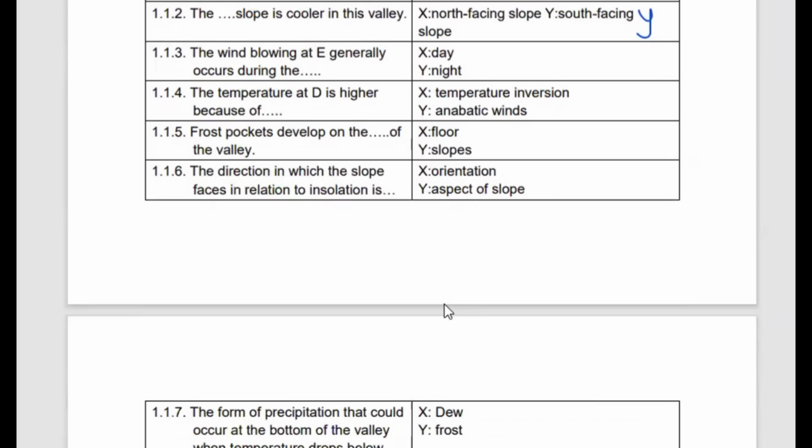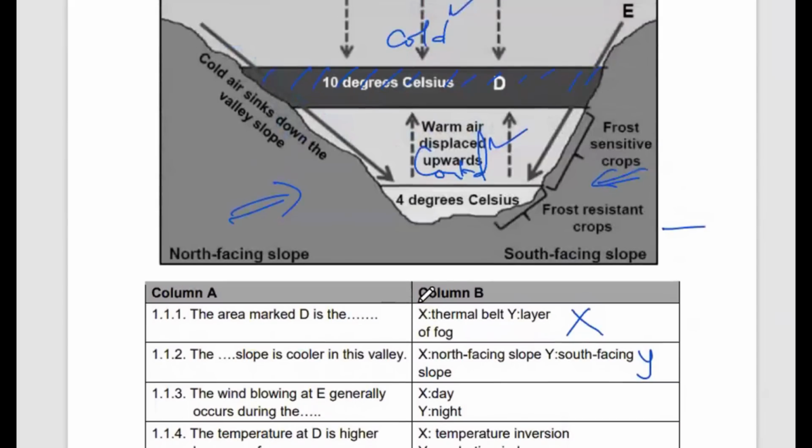The wind blowing at E generally occurs during the... Right, what happens here in the valley? Let me try to illustrate. Let me try to explain the winds that happen to exist in the valley. Right, we tend to have what you call... I'll illustrate the day situation and the night situation.